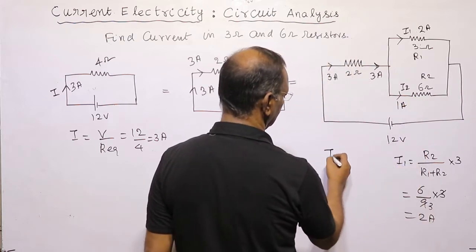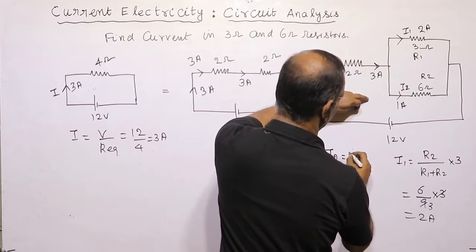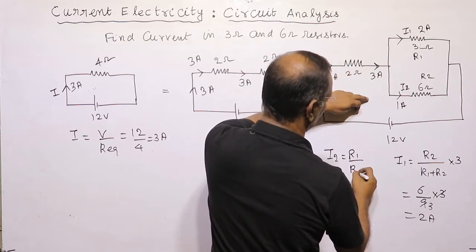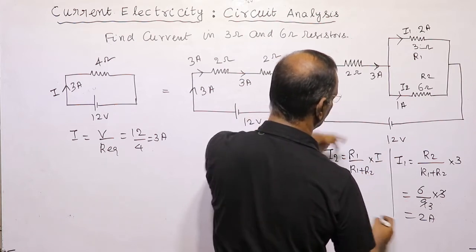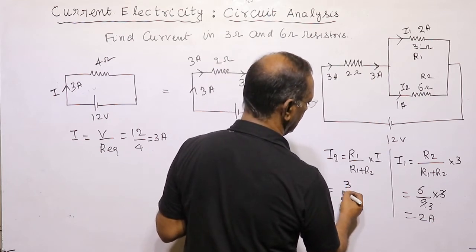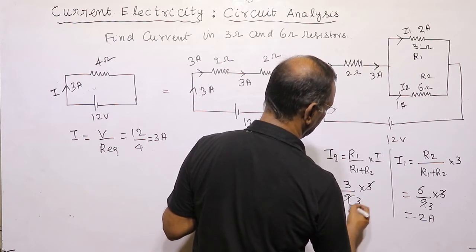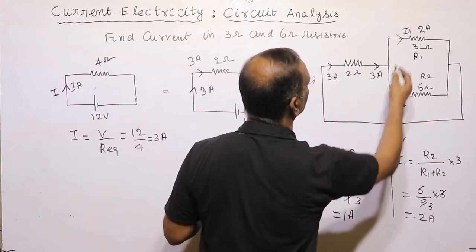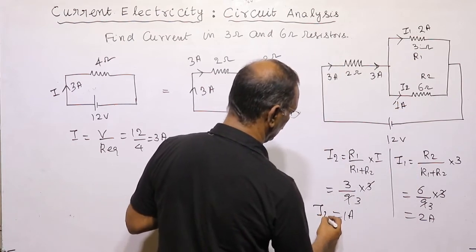Let us check. I2 is equal to R1 by R1 plus R2 into I. R1 is equal to 3, R1 plus R2 is equal to 9, so 3 by 9 into 3 is equal to 1 ampere. Our answer comes correct, I2 is equal to 1 ampere.